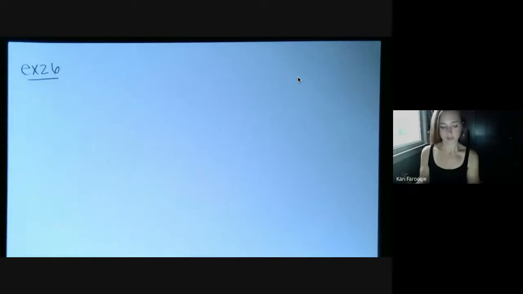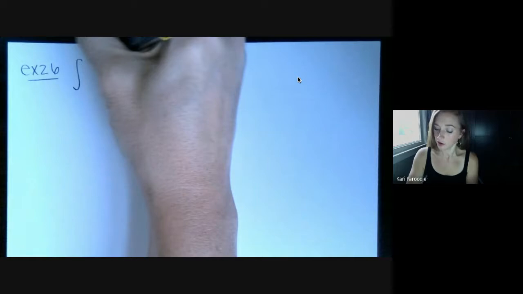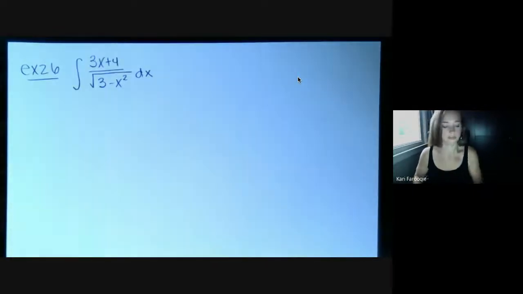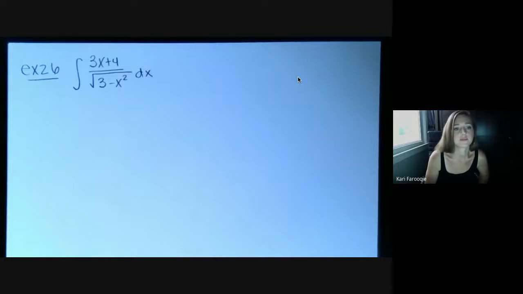All right, here it is. Oh, I love this example. I love this. In the numerator, 3x plus 4. In the denominator, the square root of 3 minus x squared dx.